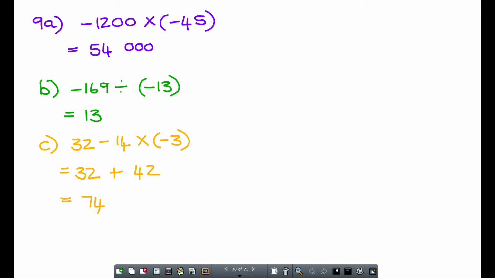Okay. Number 9, they said calculate. So over here, the only one that you had an extra step was at C, because I first had to do the multiplication part. Over here, BODMAS was important. So I left the 32 on its own first and then said minus 14 times minus 3. And that's going to give me a positive 42. And then it's a normal addition. Okay, so 32 plus 42 gives me 74. Any questions at 9?